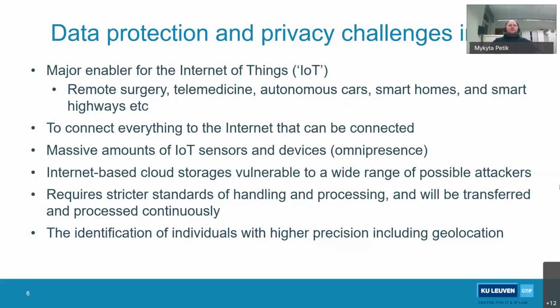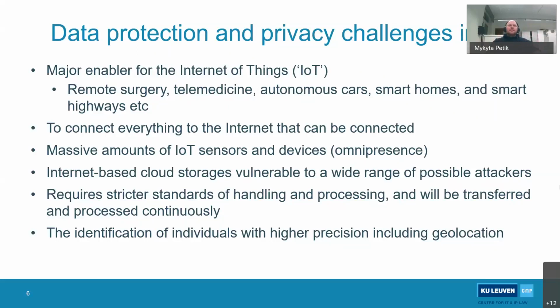Also, since 5G is an enabler for the IoT, it allows us to connect everything to the internet that can be connected. That means we will have massive amounts of IoT sensors and devices, the so-called omnipresence, where, unless you live in a really remote area, everything around you will be surrounded by IoT sensors. That causes huge risks to privacy, such as gathering large amounts of data and precise geolocation.